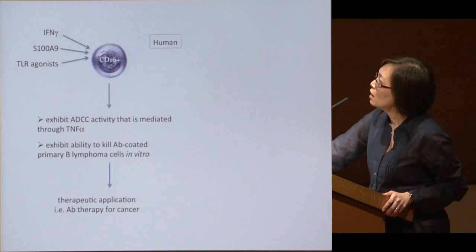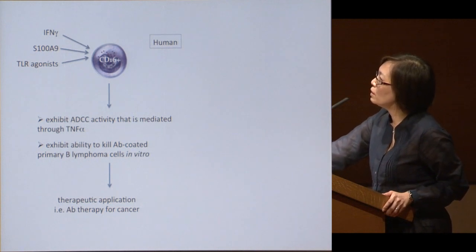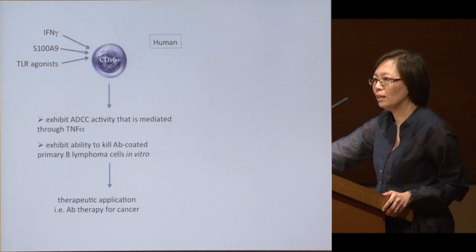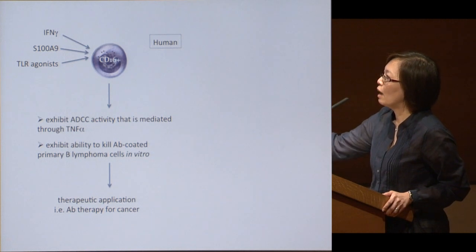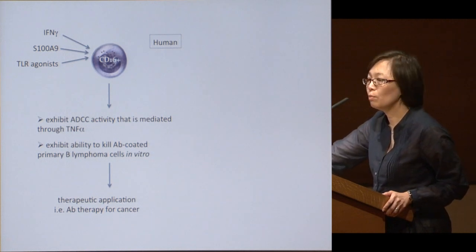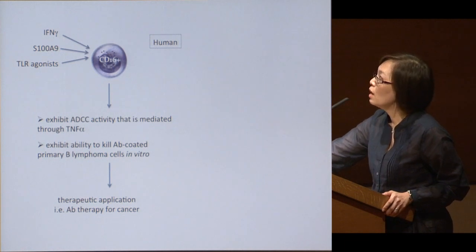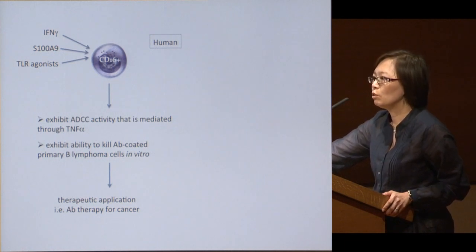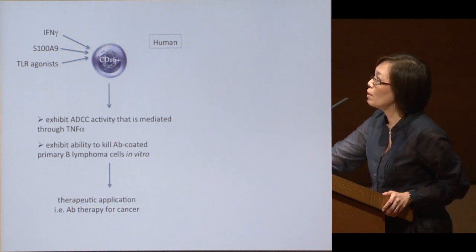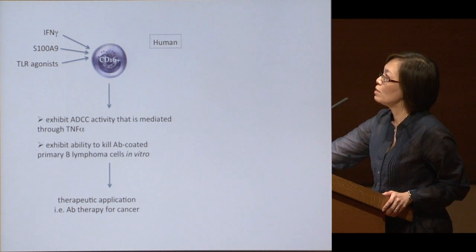So to summarize, I've shown you so far in humans that the CD16 positive monocytes are able to exhibit ADCC, and this is mediated through a TNF-dependent mechanism. I also showed you that in vitro, they have the ability to kill antibody-coated primary B lymphoma cells. And these cells' ability to kill can be further enhanced either by the addition of interferon gamma, S100A9, or toll-like receptor agonists such as R848 or LPS.